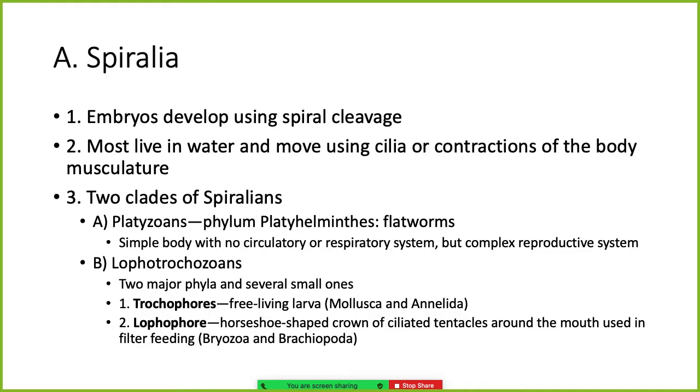And then the Lophophore, it's characterized by a horseshoe or U-shaped crown of ciliated tentacles, and they surround the mouth and they kind of move and help filter feed. So the organisms that we'll discuss with the Lophophores are the Bryozoans and the Brachiopods. So Bryozoans, again, almost flowery-like, if you will.